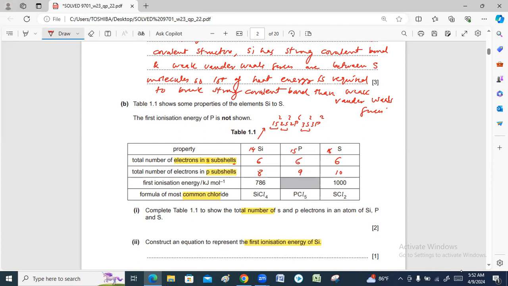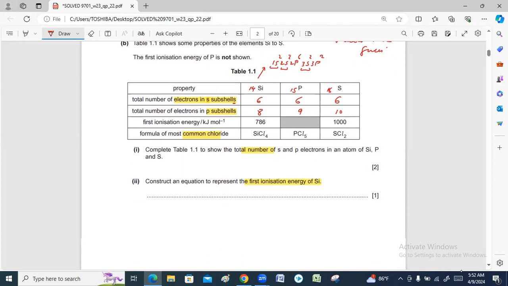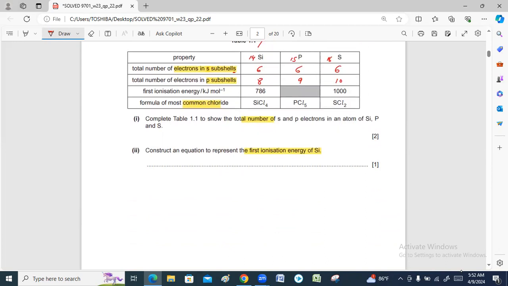Now complete the table. Okay, we did it. Construct the equation to represent the first ionization energy of silicon. The ionization energy is the energy required to remove 1 mole of electrons from 1 mole of gaseous atoms.